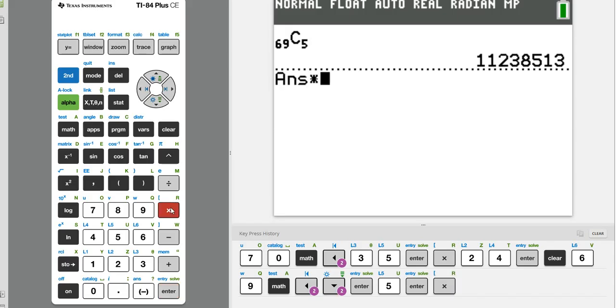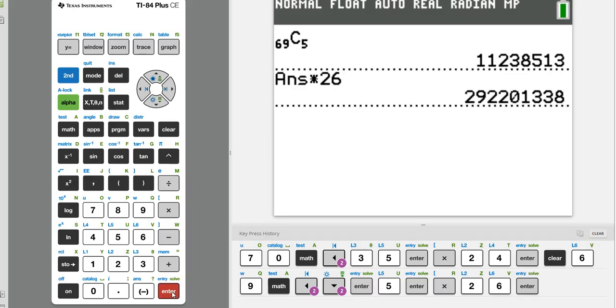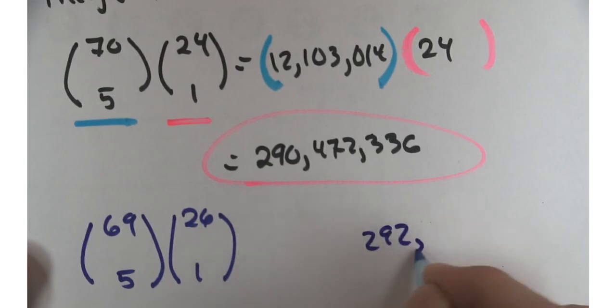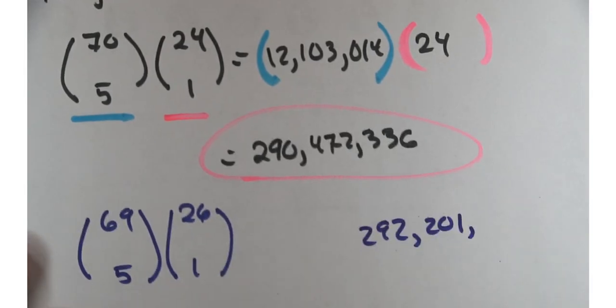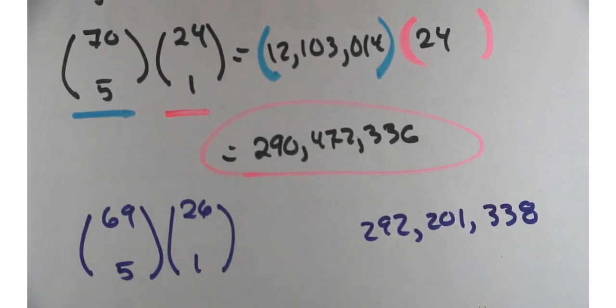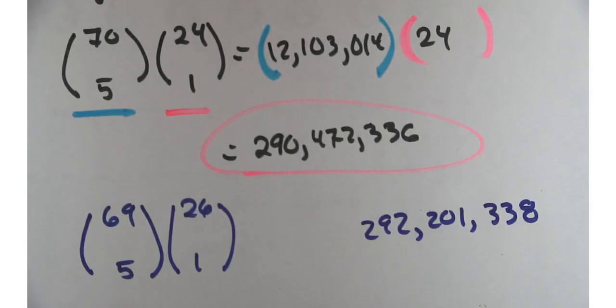What do you think? Is it going to be higher or lower than the Mega Millions? Higher. Higher? All right. Pretty close, but a little bit higher. So 292,201,338. What was the last few digits? 338. Thank you, 338. So yeah, take your pick. All right. Your chances of winning are about the same if you play or don't.